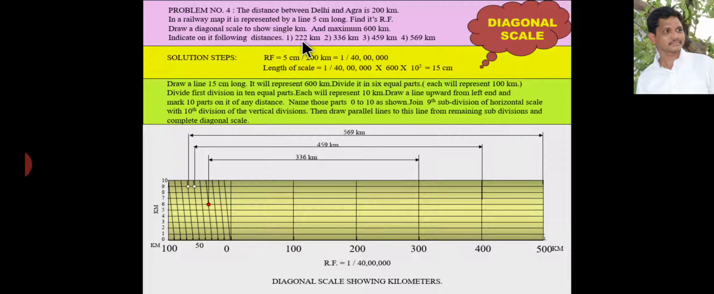Similarly, I will show the value of 222 kilometers. So first of all you have to show the value of 22 kilometers. That is division 20 and 2. The corresponding intersecting point is like this, and 200 kilometers from here to here. So the total value is 222 kilometers. So these are our required values.